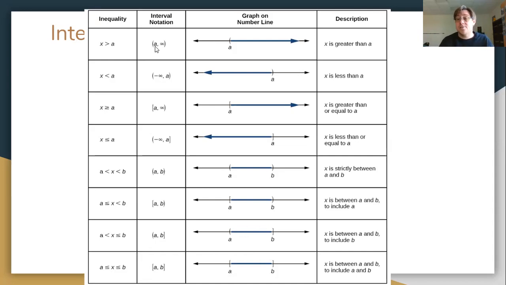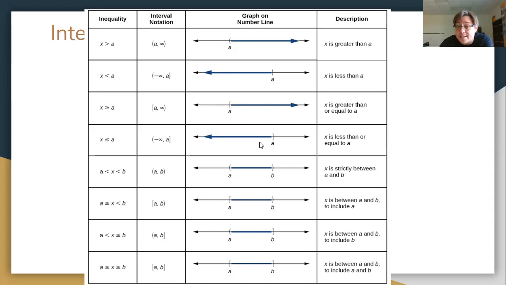So the left to right as we go. If instead we were dealing with x is less than some value, that would be our graph going off to the left. Well, when we read this from left to right, we're starting way over there at negative infinity. So it's negative infinity, and we come all the way up to whatever our value is of a, and then we would have our parentheses again, because we can't actually touch a.